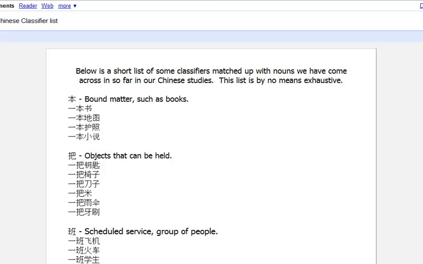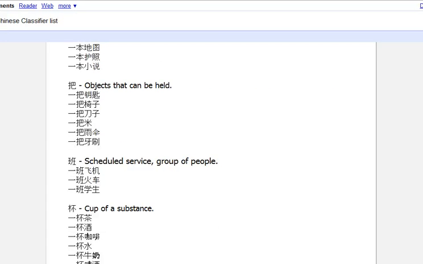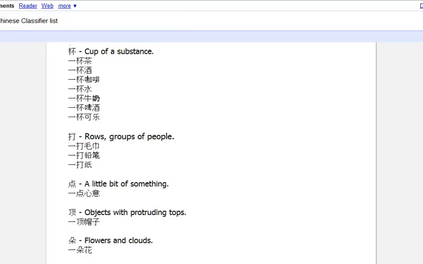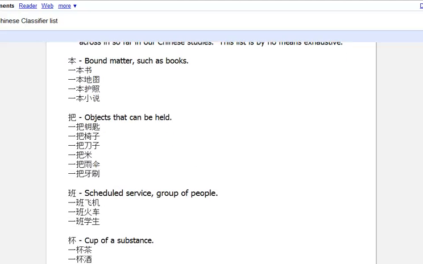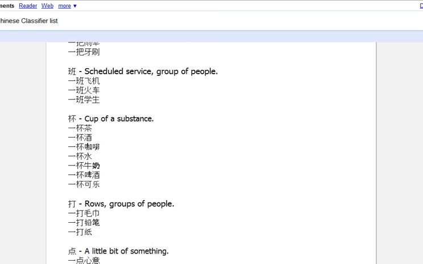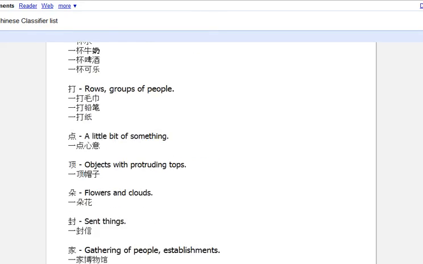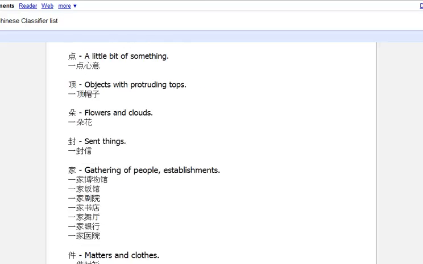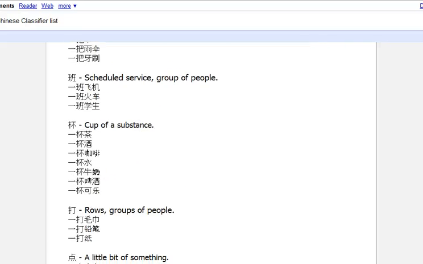So here I have compiled a small list, by no means all-inclusive, of some of the classifiers that we have learned so far in our 3 years of studying Chinese. As you can see, Chinese classifiers all have clues attached to them, and they are generally based on some rational logic. For example, ben is a classifier, as we all know, for yi ben shu. It is used to refer to bound matter, such as books or maps or whatnot. Ba is always referring to objects that are held. So here I've listed some of the logic behind them, and how you know that if you're dealing with a noun that falls into one of those rationales, it's likely that you'll be using that classifier.